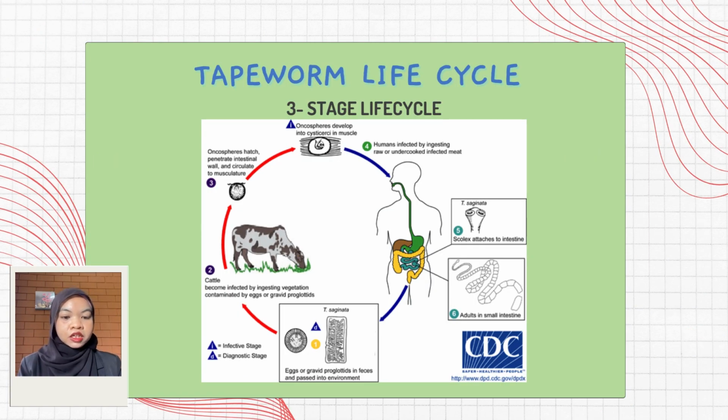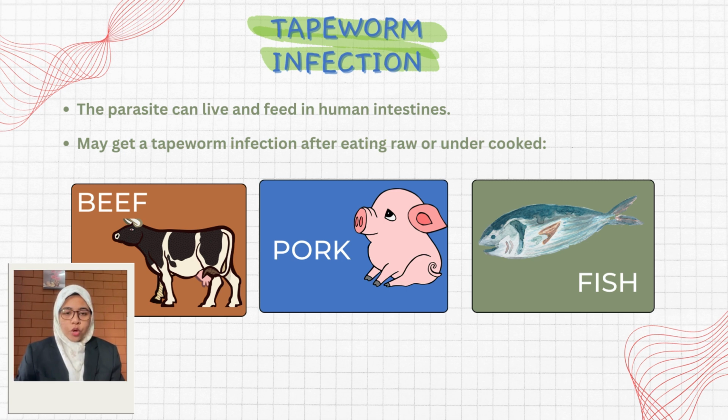Okay, for my part, tapeworms have a 3-stage life cycle. First one, egg. Second, an immature stage called a larva. Third is the stage at which a worm can produce small eggs. Now we move to tapeworm infection.